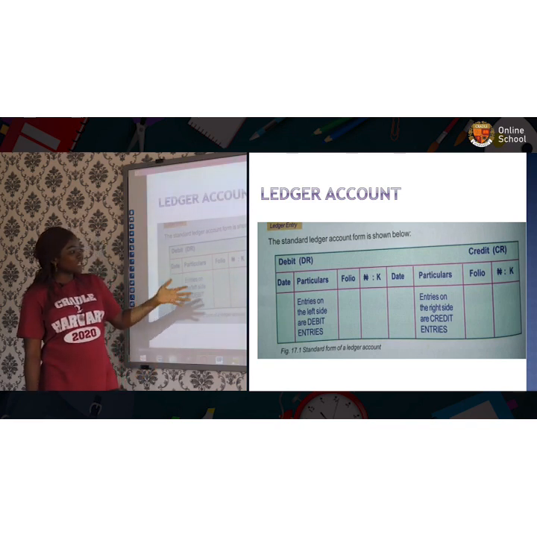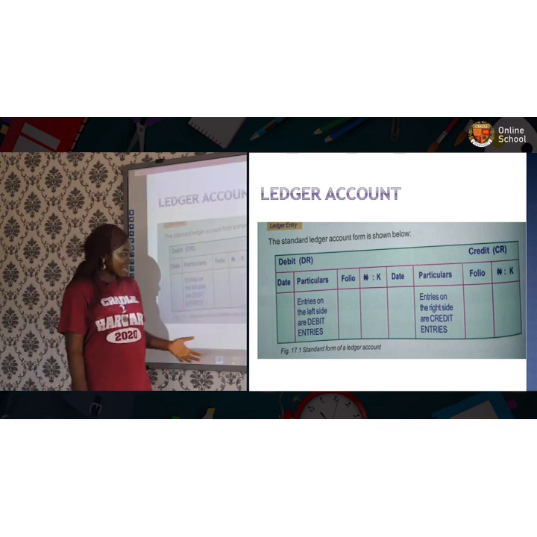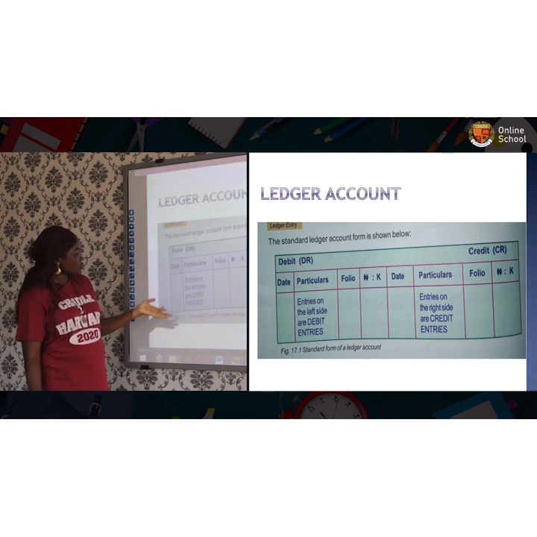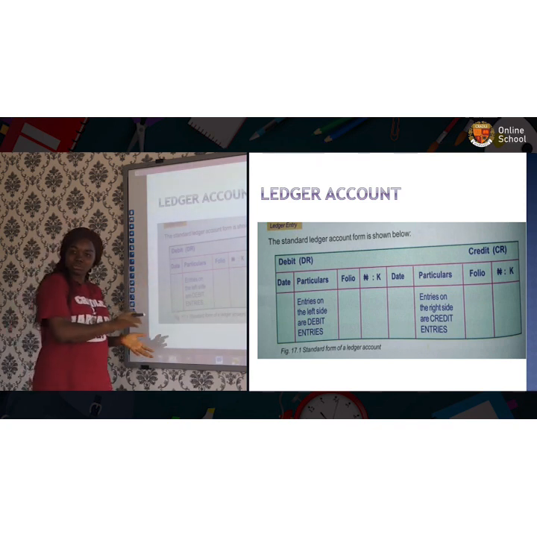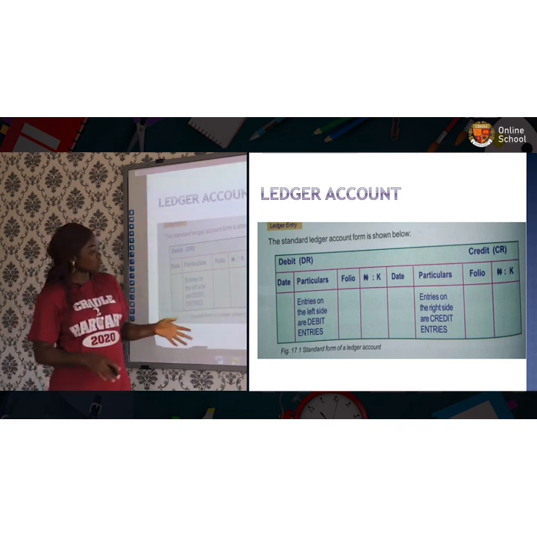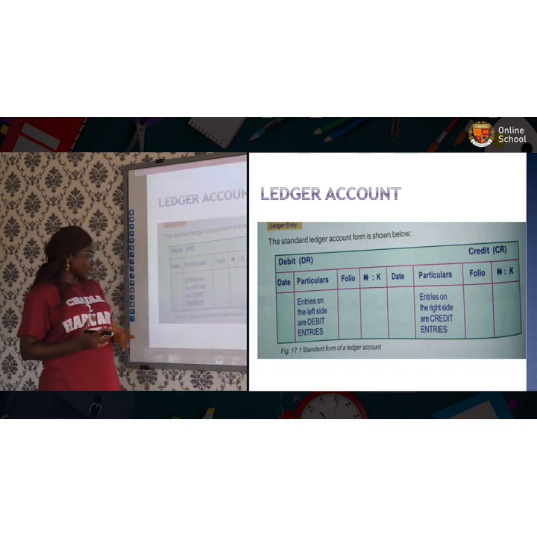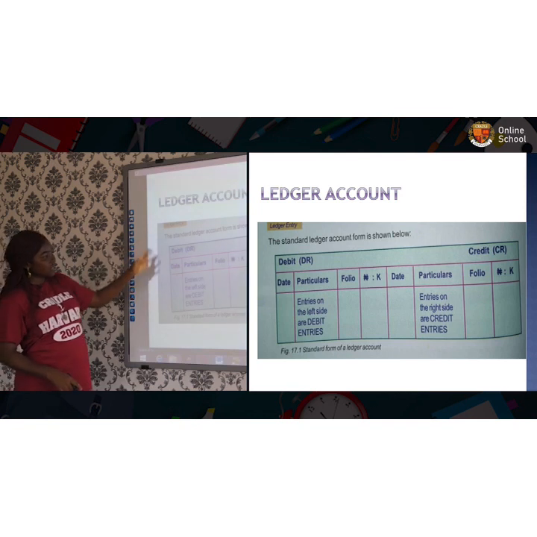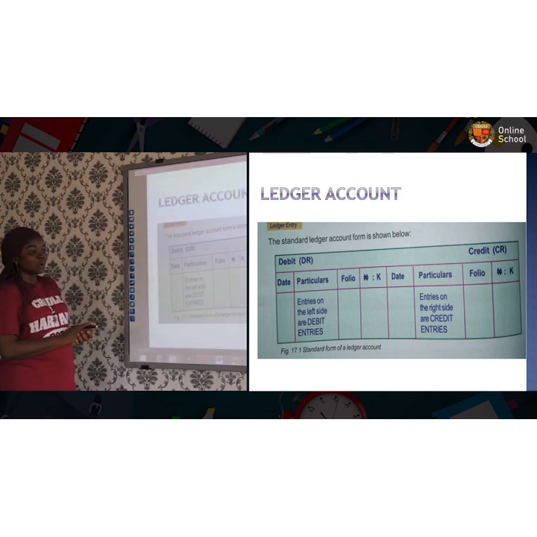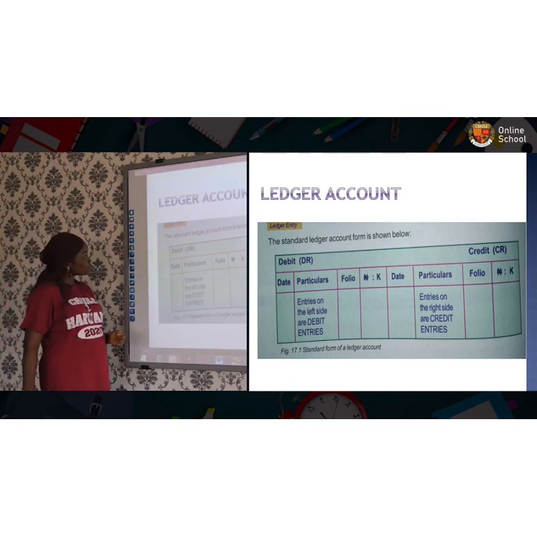The same thing is applicable to the credit side. And note that entries on the left side are debit entries, while the entries on the right-hand side are credit entries, just like I've told you. So by looking at this, you've seen a typical example of a ledger account.